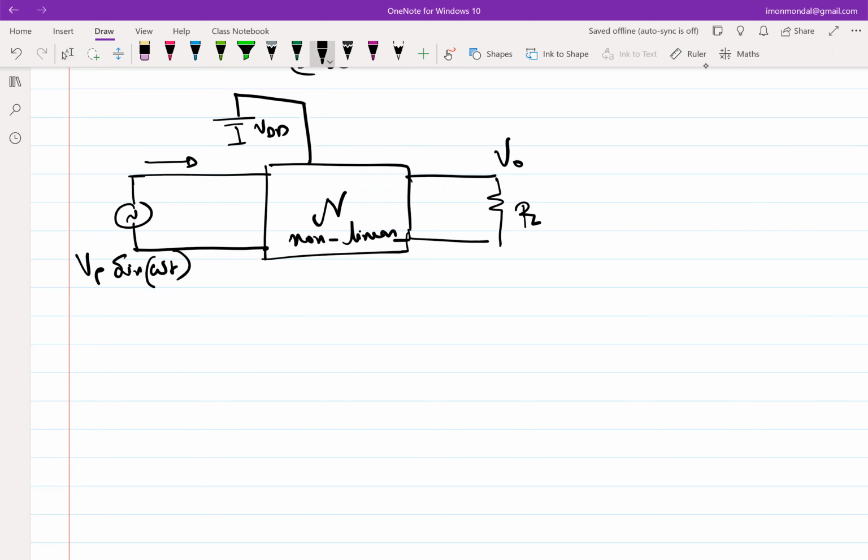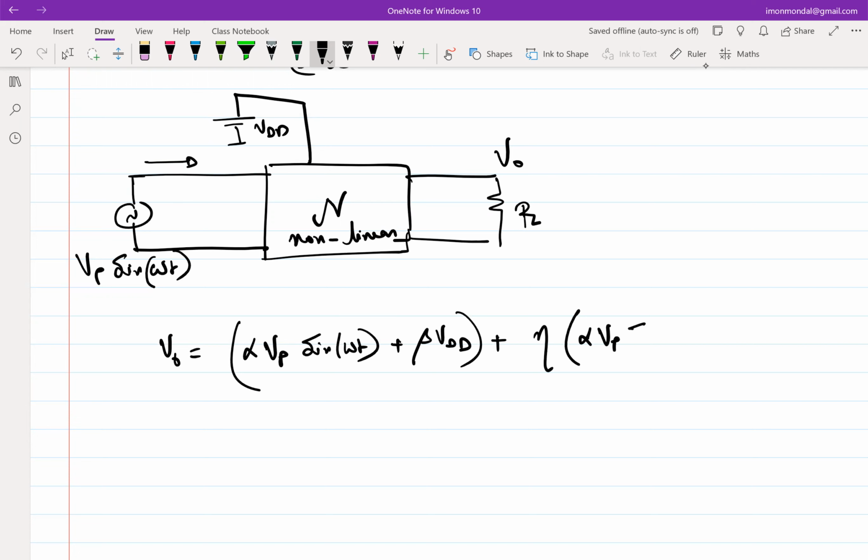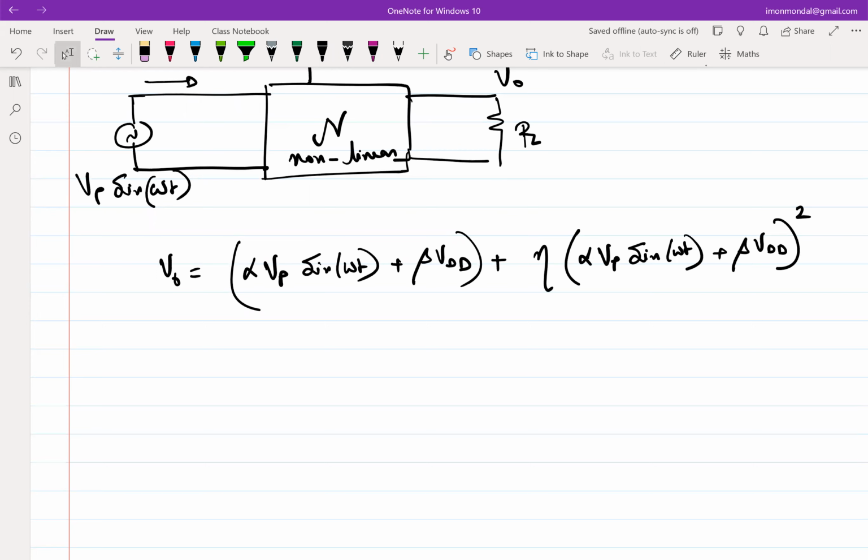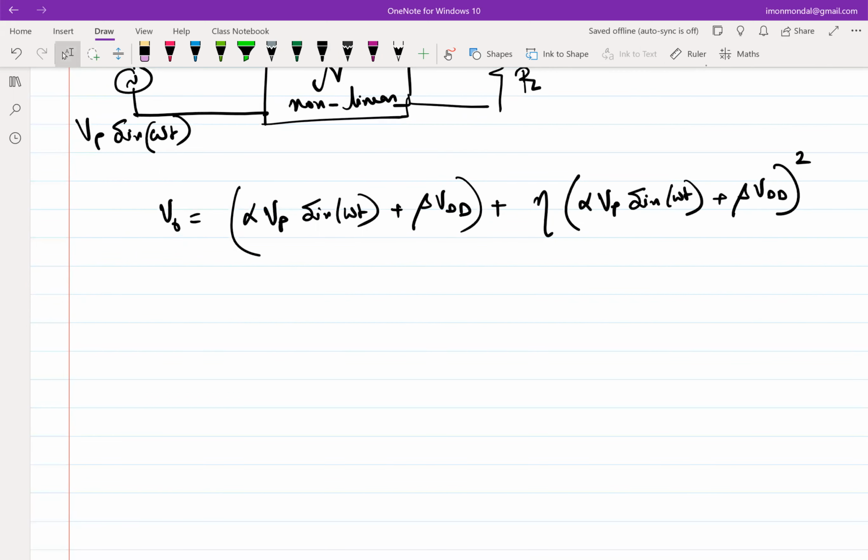So let's assume your V naught is some alpha times Vp sine omega t. This alpha need not be the same as the previous alpha, it can be anything. Plus beta VDD, plus, let's say, a combination of alpha Vp sine omega t plus beta VDD, whole square, right? You can go cube and to the power 4 and so on, but this is sufficient to make the point. So now I'll expand and collect the terms of omega, 0 and whatever else remains.